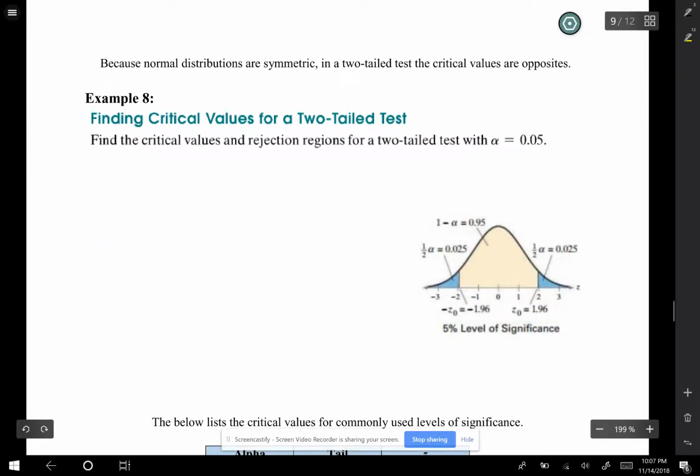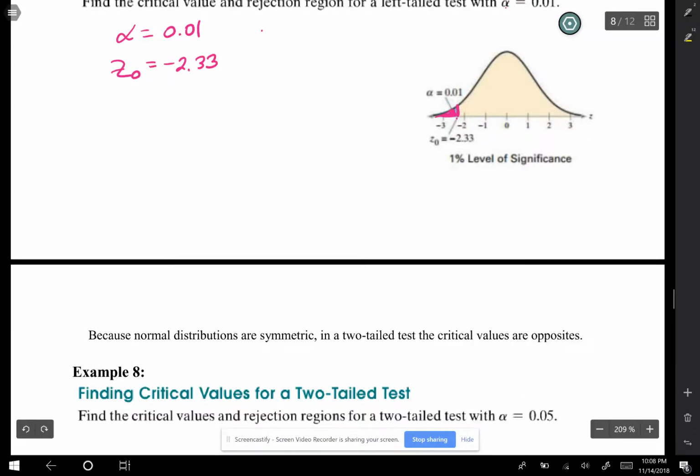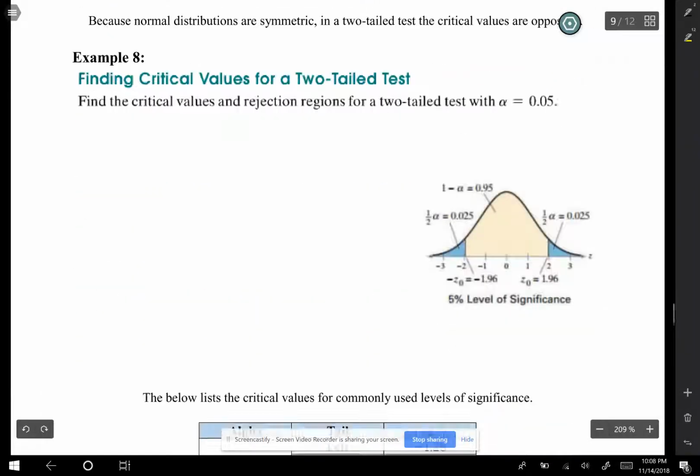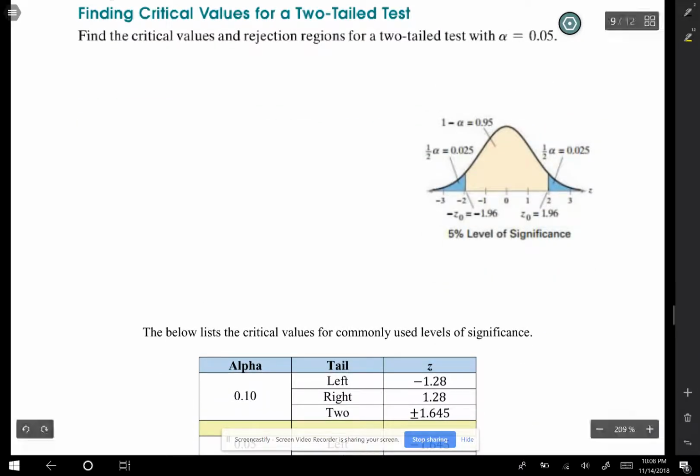Because normal distributions are symmetric, in a two-tailed test, the critical values are opposite. So in other words, what you have on one side, you would have a matching one on the other side because everything's symmetrical. So that's what we're going to be looking at in this next one. We want a two-tailed test with a level of significance of 0.05. So that rejection region has a total area of 0.05. So we've got to split that into the two tails.